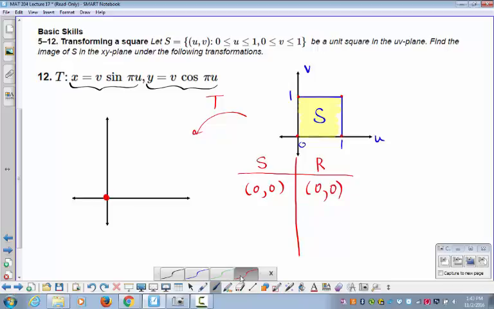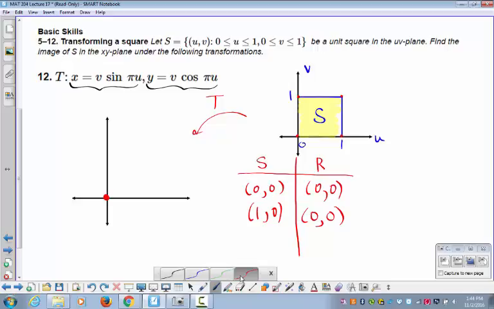Then let's go to 1, 0. So here U is 1 and V is 0. Well, V is 0, so that coordinate is going to be 0 also. Over here, U is 1 and V is 0 again, so that's also going to the origin. And so these are on the boundary, and here's where I said the one-to-one doesn't really matter if you're dealing with boundary points. So right away you're saying, hey, that's not one-to-one. I've got two distinct points that are being mapped to the same point. It's okay if that's on the boundary.